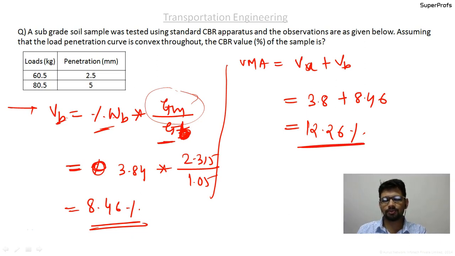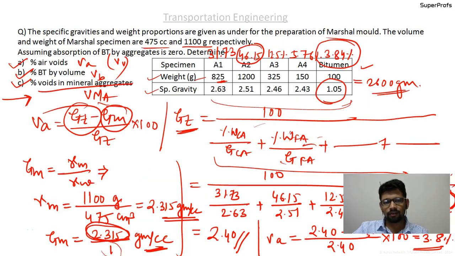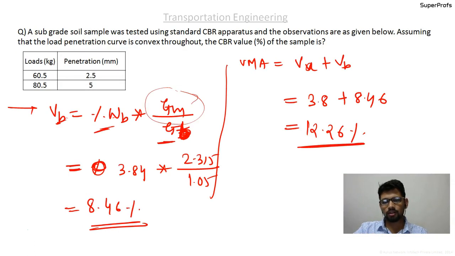It is a very straightforward question, guys. So this way we have calculated all three: VMA, VB and VA. And there is a chance that questions will be asked based on this. So if you have written this, we will move on to the next question.